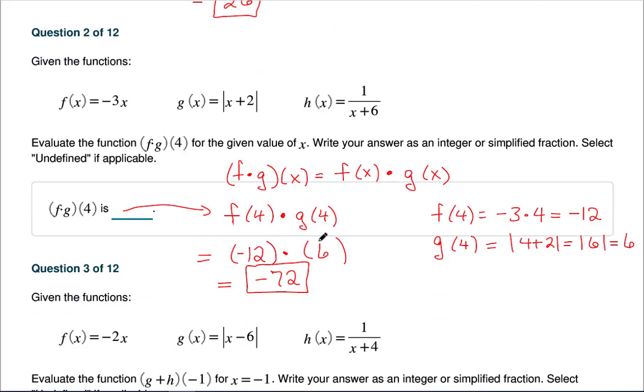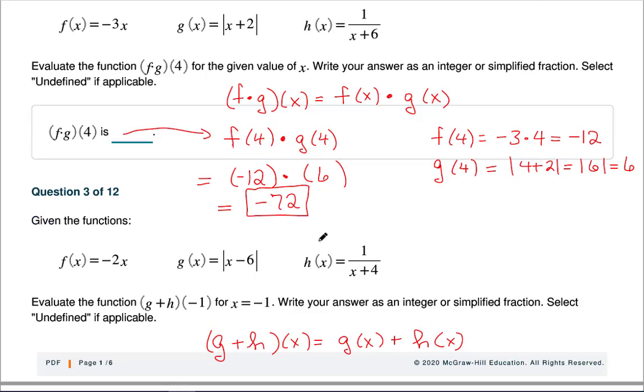In question 2, we have new f, new g, and we want to form f multiplied by g of 4. So we simply put the 4 into f, put the 4 into g, and then we multiply the results. So what I need is f of 4, and I need g of 4. F of 4, well, go find f.